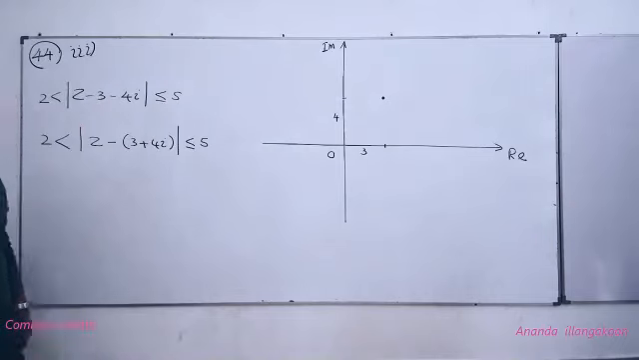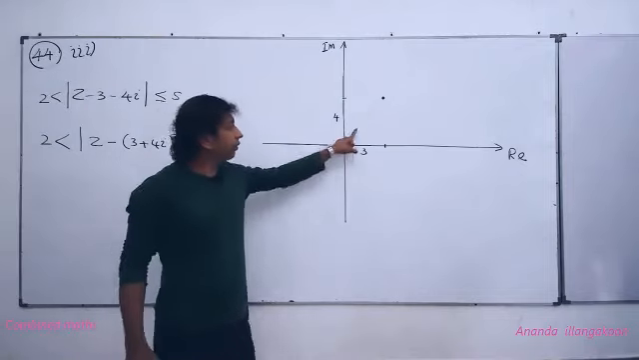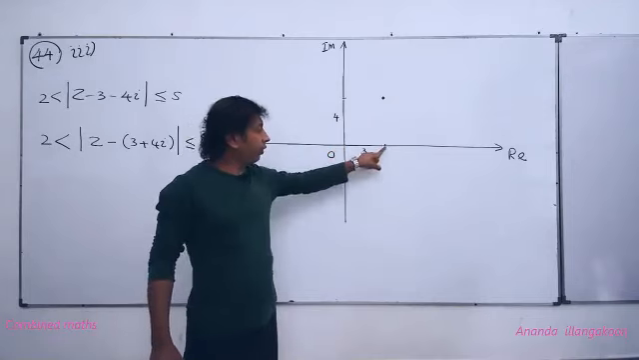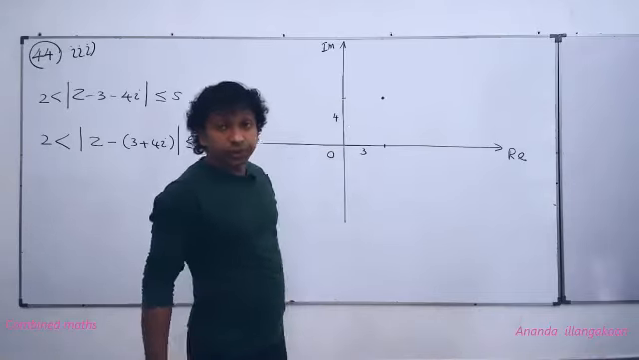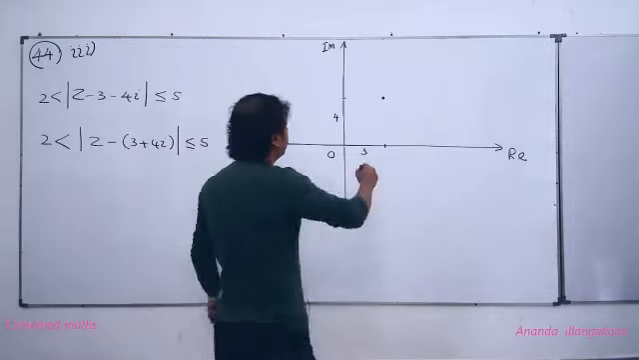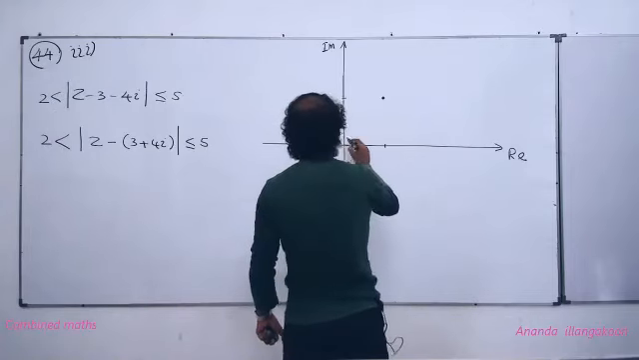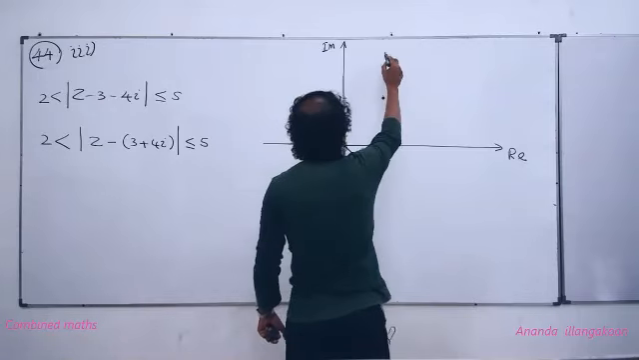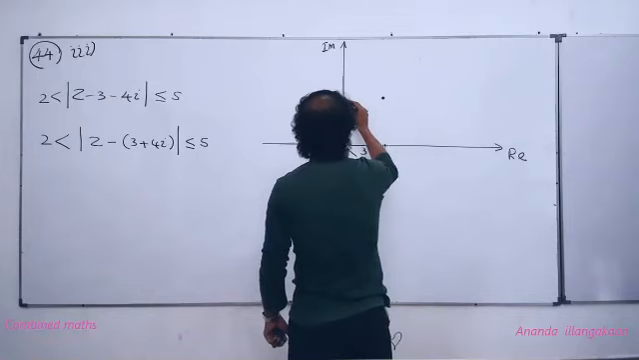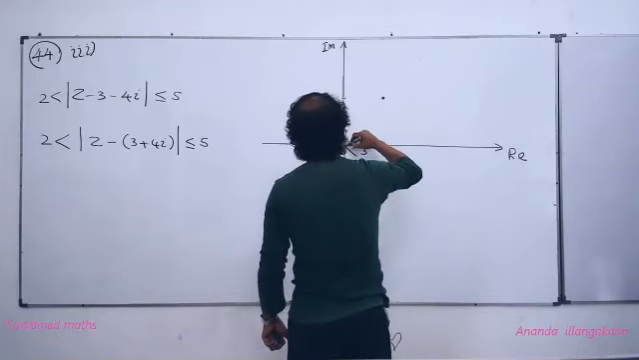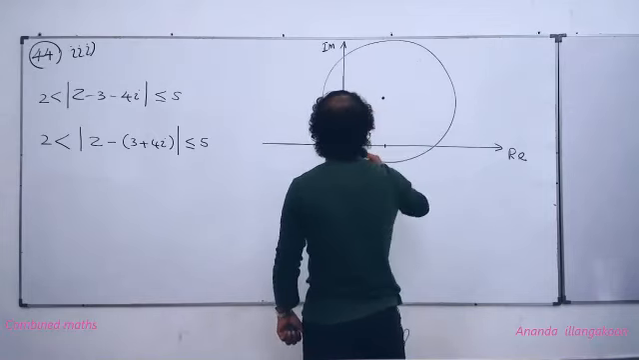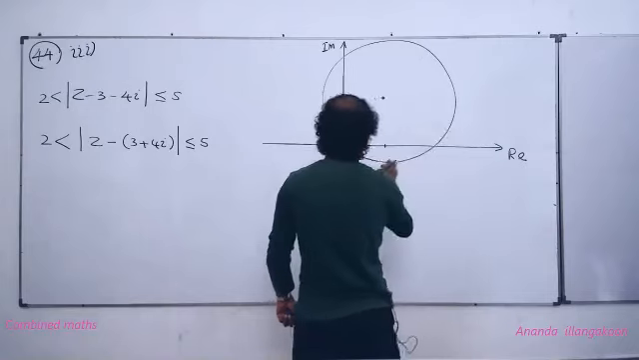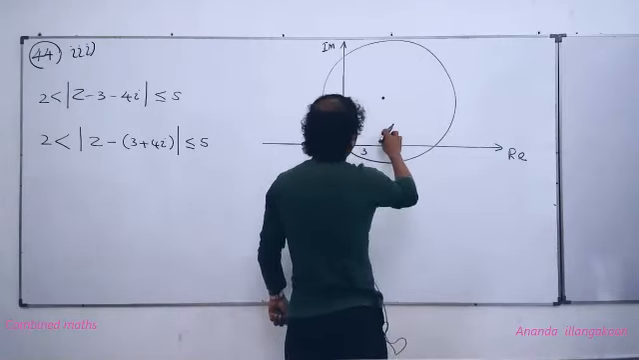Okay, the center is (3, 4), radius 5. People, the length from here to here, what? Also 5, no? By using Pythagoras theorem, this is 3, this is 4. 3 squared plus 4 squared is 25, the root is 5. So this time the circle passes through the origin. If you don't draw like that, you lose marks, right? So it should be like this. Five units, and the radius is 5.